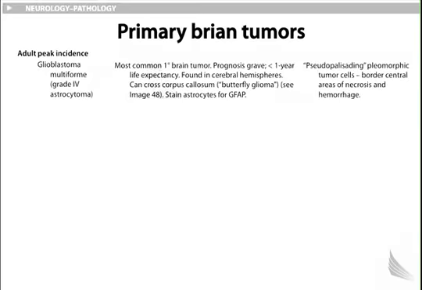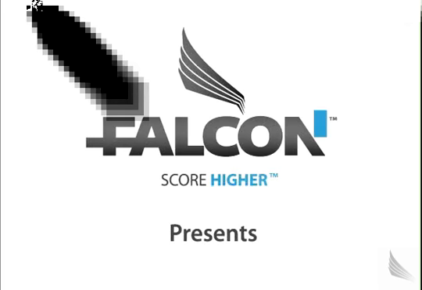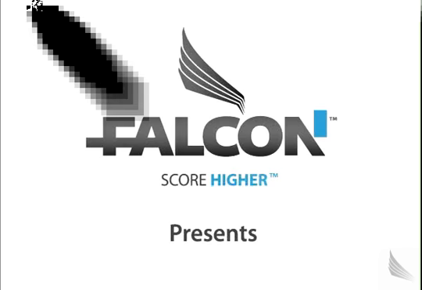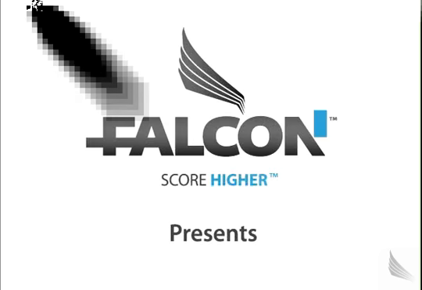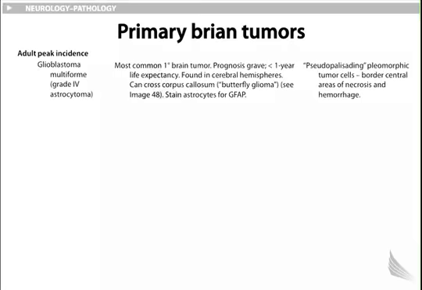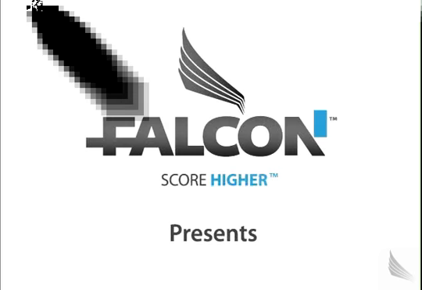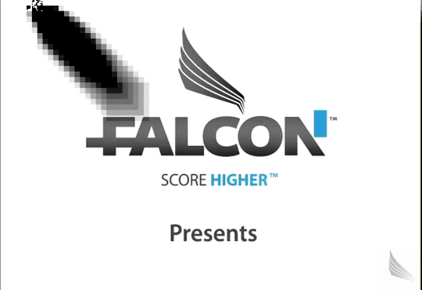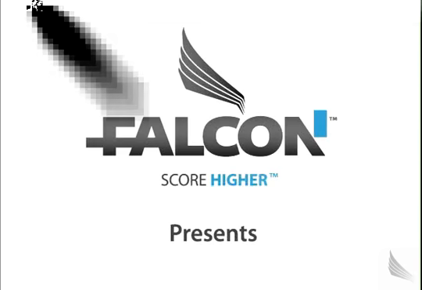Of the primary brain tumors, there are several types. Glioblastoma multiforme, which is a grade 4 astrocytoma, is the most common primary brain tumor, and patients with this tumor type have a grave prognosis. Typically, the life expectancy is about 1 year or perhaps less. These tumors are often found in the cerebral hemispheres, and they can cross the corpus callosum, giving the classical butterfly glioma appearance.